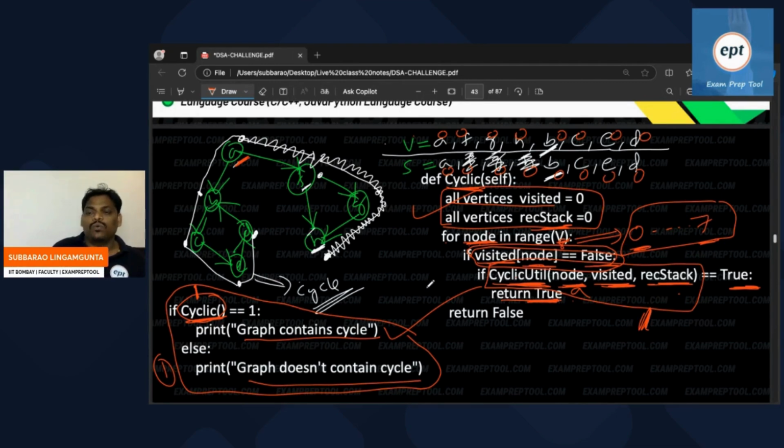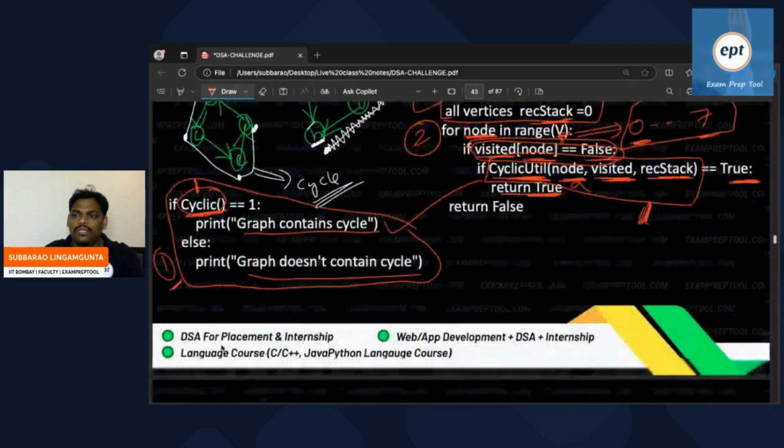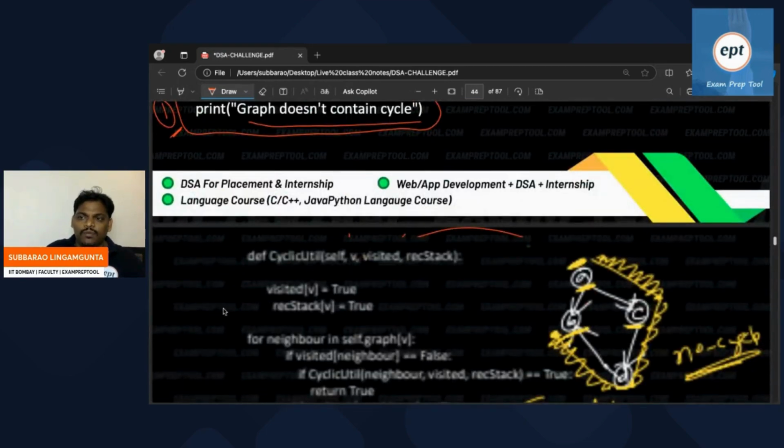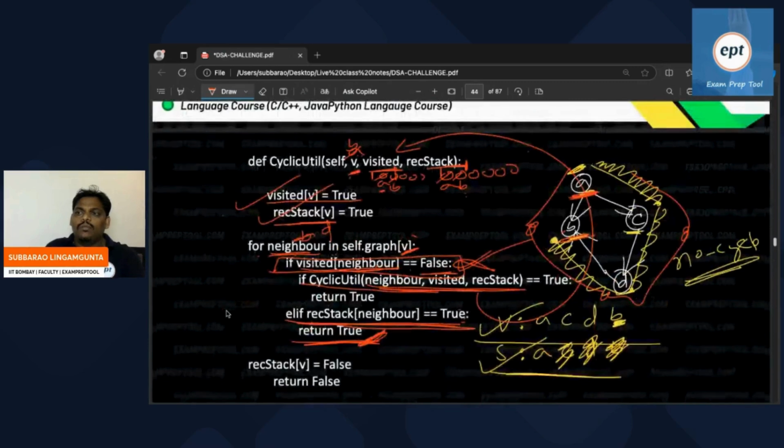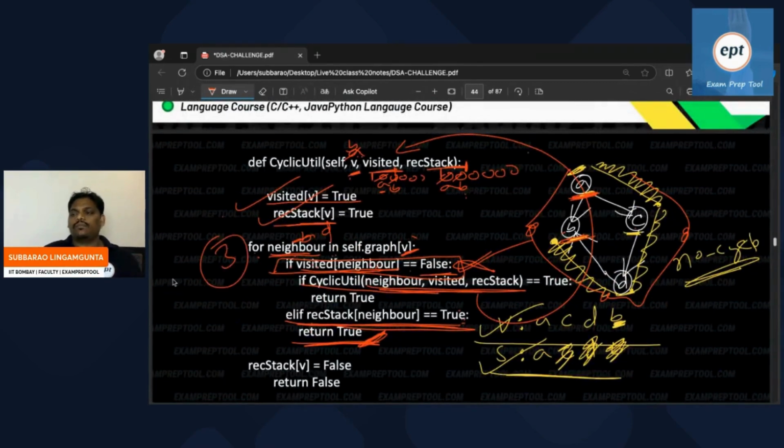See this one in this code. It is the first step in the program. The second step, because it is a call. In the program it is the third step. Suppose it is you. So already visited. This condition fails, which means already visited. Already visited means this condition fails, so I cannot go inside.